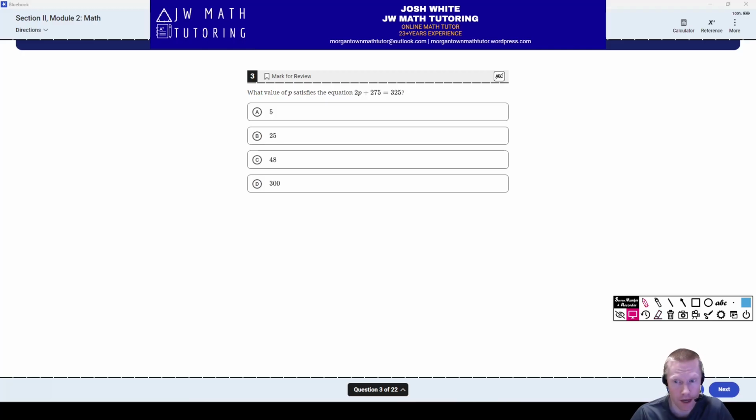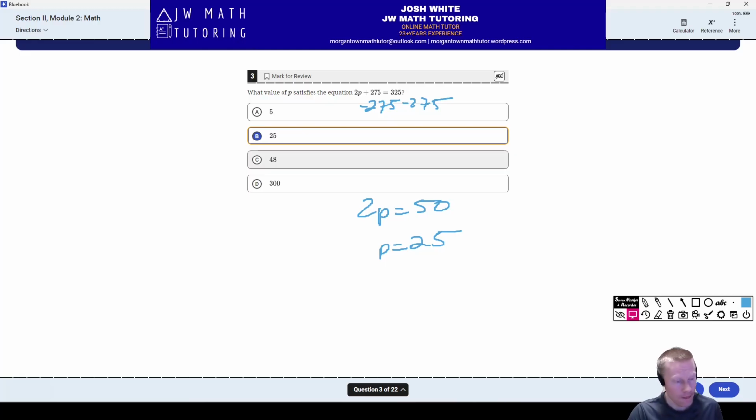Number 3, here you have a basic linear equation. Now, of course, you could solve this by hand. You know, we just go through, subtract 275 on both sides. 2p equals 50, p equals 25. So we have the correct answer.